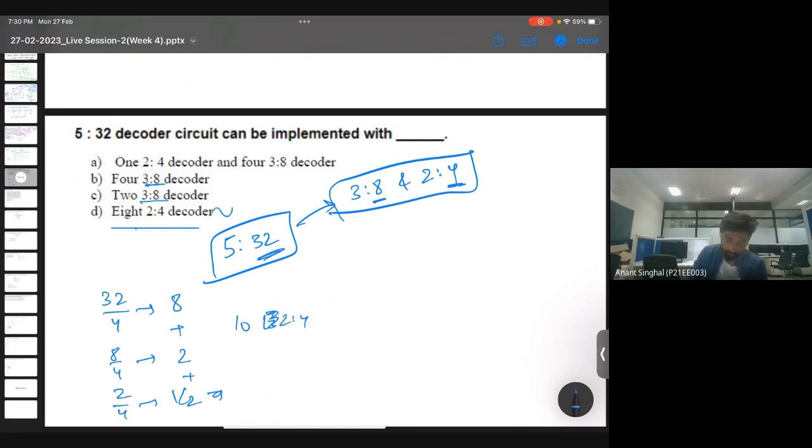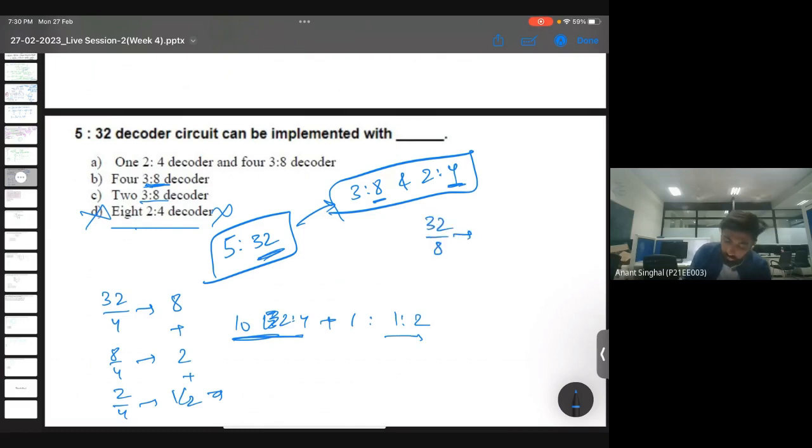So this is incorrect. We require 10 directly, and then 1 cross 2 decoder also, which is a NOT gate. So this is not correct. So we need to check for 8 only. Is there anyone with the answer? Okay, option A you are saying. So we will check for 8.